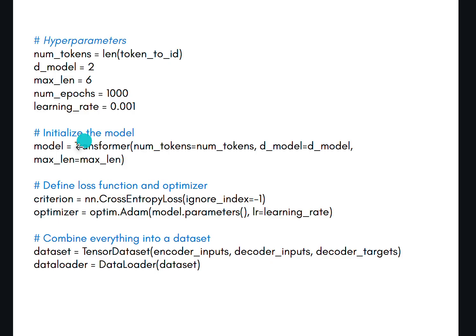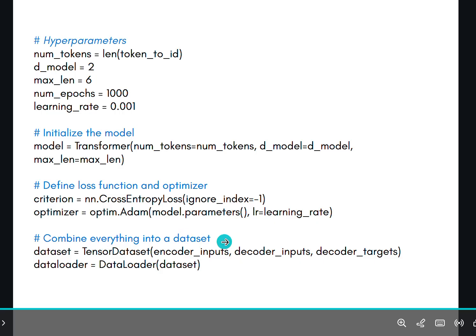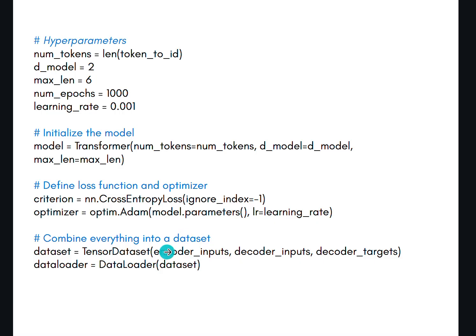Initialize the model: a transformer with number of tokens, D model, and maximum length. Define the loss function and optimizer. We use the cross entropy loss, and here Adam is my optimizer with the learning rate. And then combine everything into a dataset, a tensor dataset, transforming it to a tensor float. And then we create a data loader, which is useful for iterating.